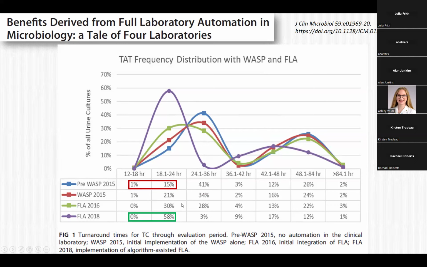Now, honestly, the only ones that are going to be finaled in less than 24 hours are those that are no growth or those that are mixed flora. If there's something that's got to be identified and worked up, it's going to take more than 24 hours to do that, which is why you get this second hump over here. So even with those that require identification, you're getting faster turnaround time than you did before.